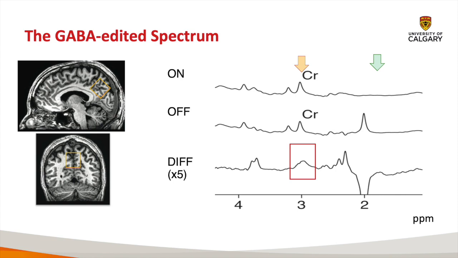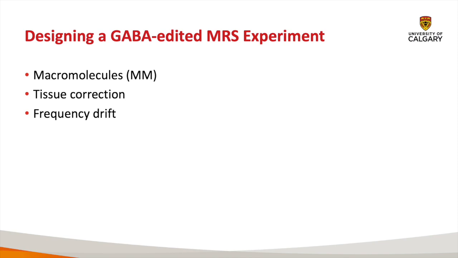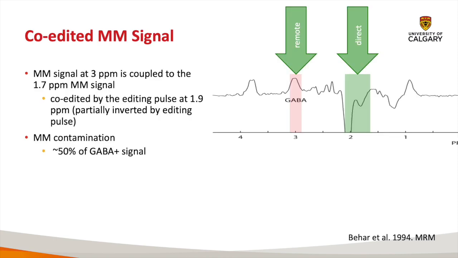I do want to note that difference functions don't subtract away noise. They subtract away that overlapping creatine peak, but we are still left with a lot of noise in our experiment, and therefore our GABA acquisitions tend to be noise limited, so we use large voxels and long experiments, and I'll come back to this. So in this talk, I'm going to talk about macromolecules, I'm going to talk about tissue correction and frequency drift, which are some of the considerations that we need to think about.